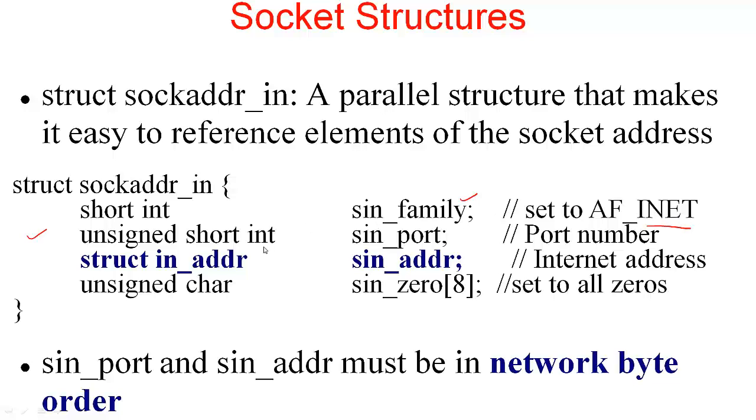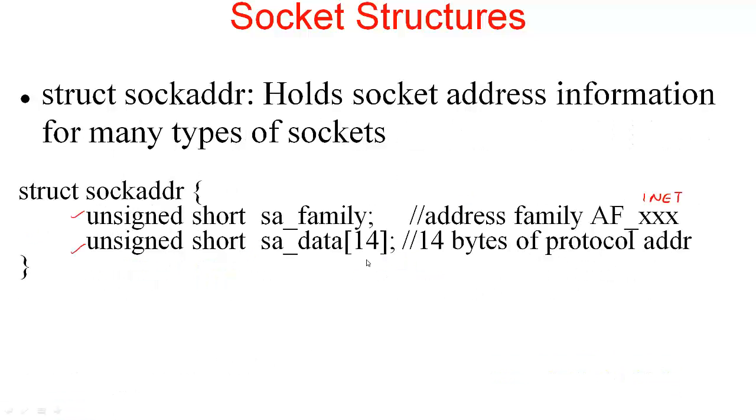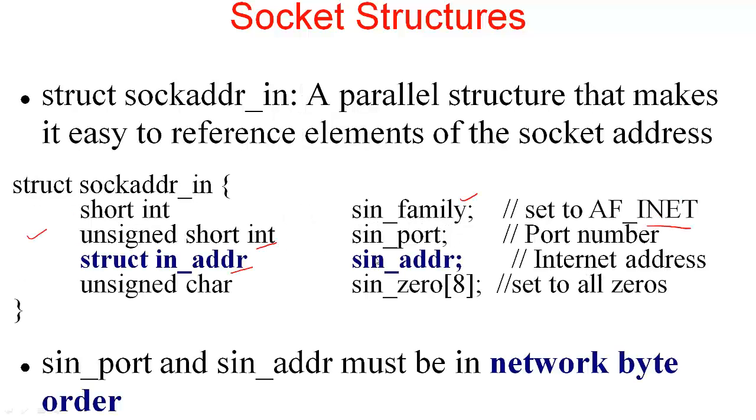And then you can specify the port information, you can specify your IP information. If you see here, this is 14 bytes. So the port will be 2 bytes, this one will be 4 bytes, so that is 6 bytes overall. The remaining 8 bytes are set equal to all zeros as far as the internet sockets are concerned.